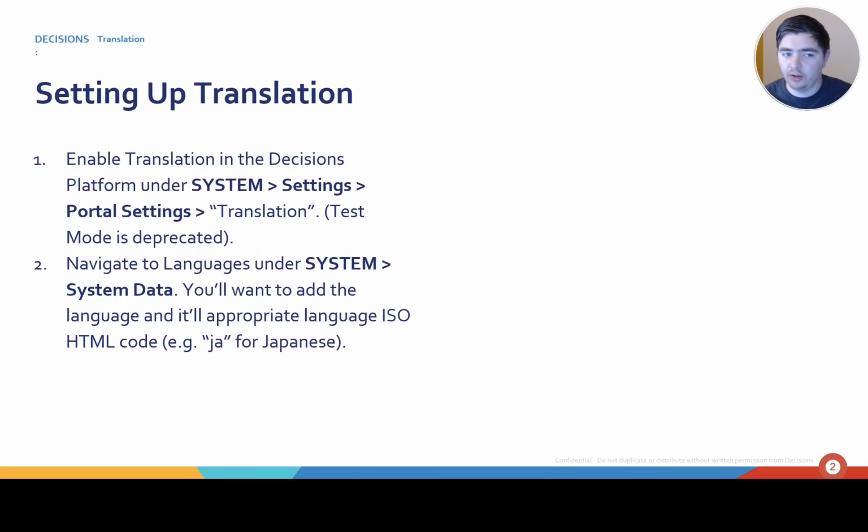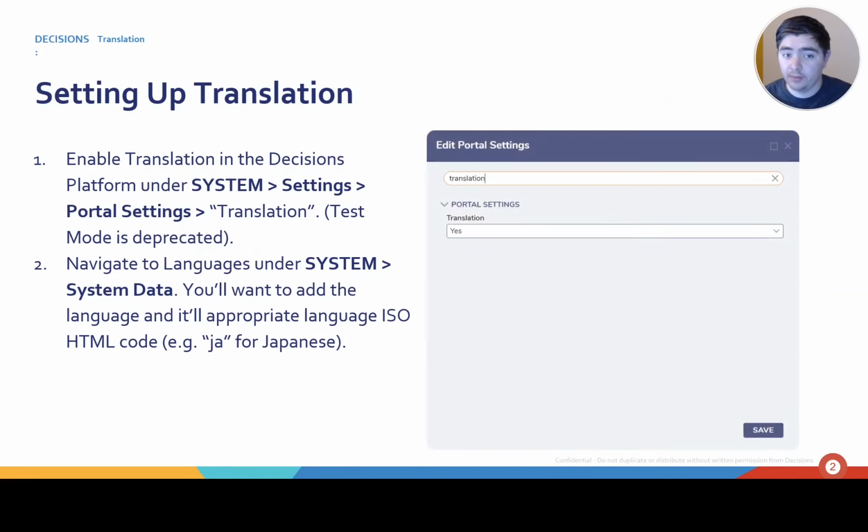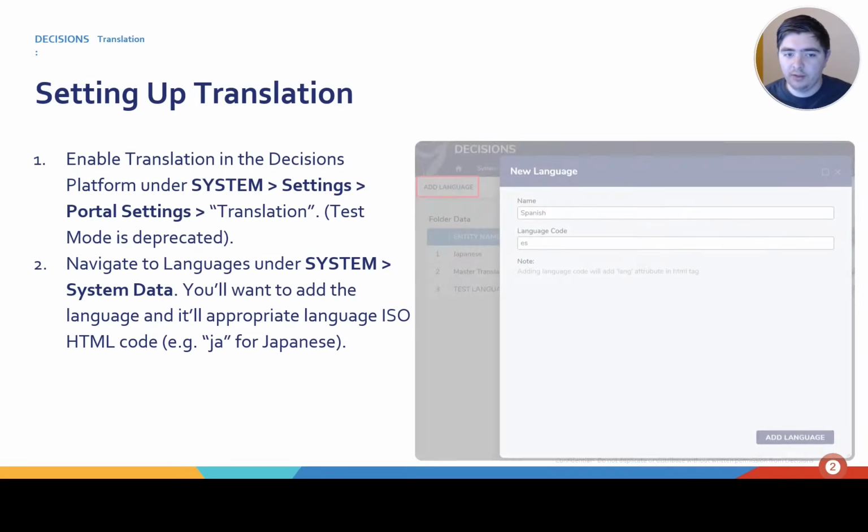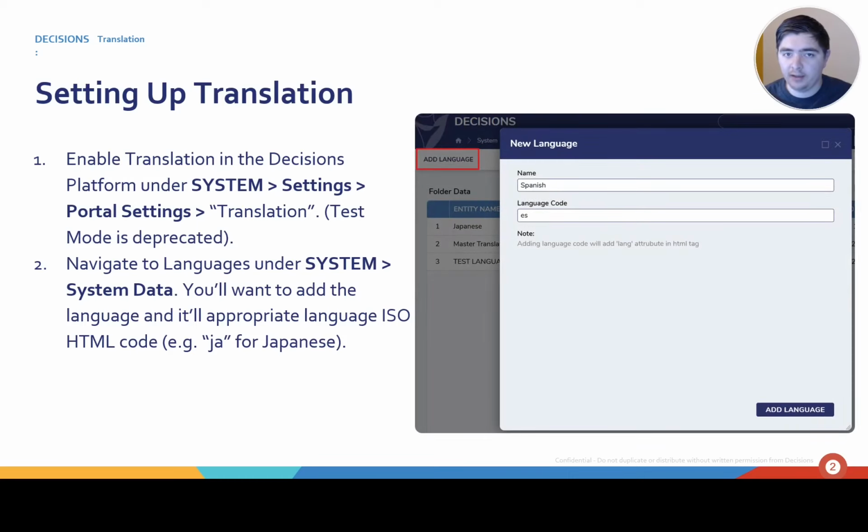In order to get started, you're going to have to make sure that translation is turned on in the platform in the first place. This is a simple switch that you can toggle in the portal settings. Afterwards, you then have to make sure that you add the languages that you want to translate to, and you have to make sure you add their proper HTML ISO code. So for example, Spanish's is ES, while Japanese's code is JA.